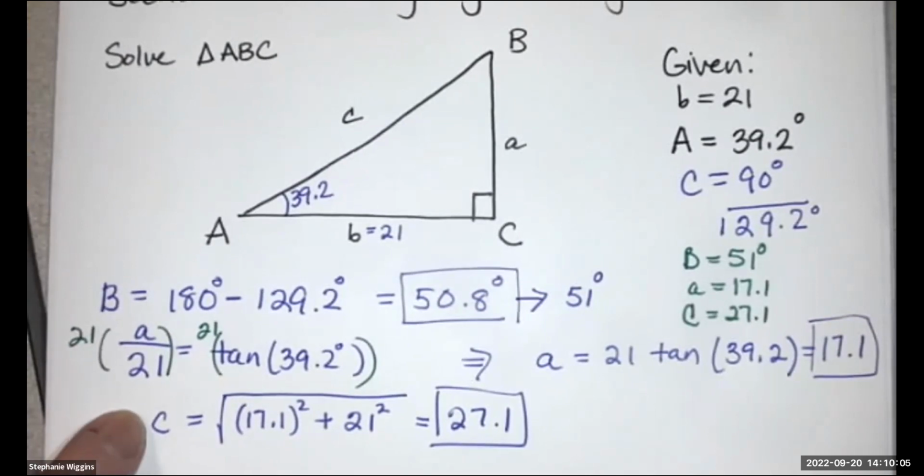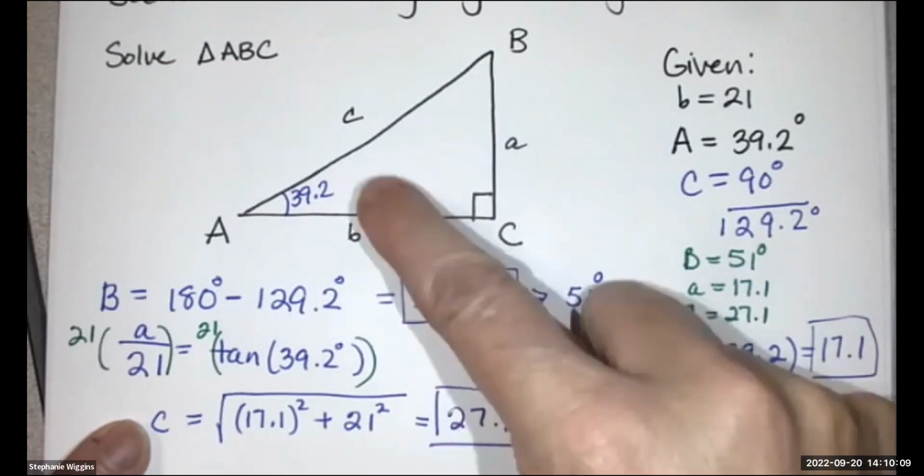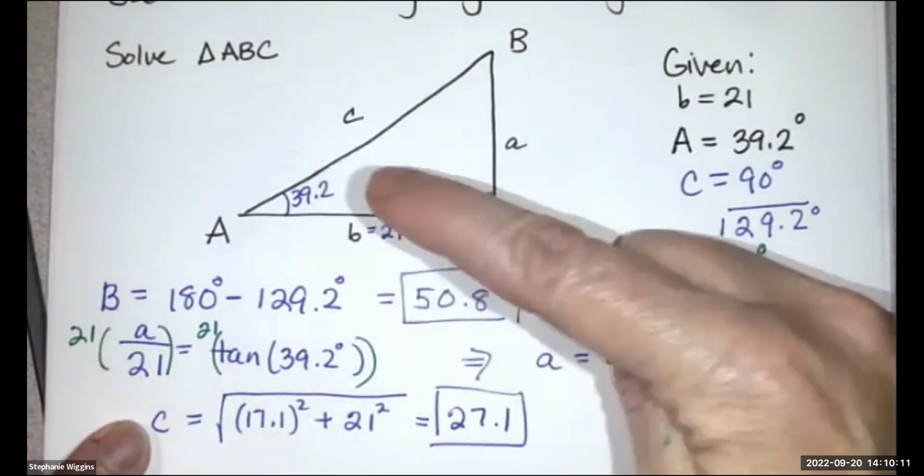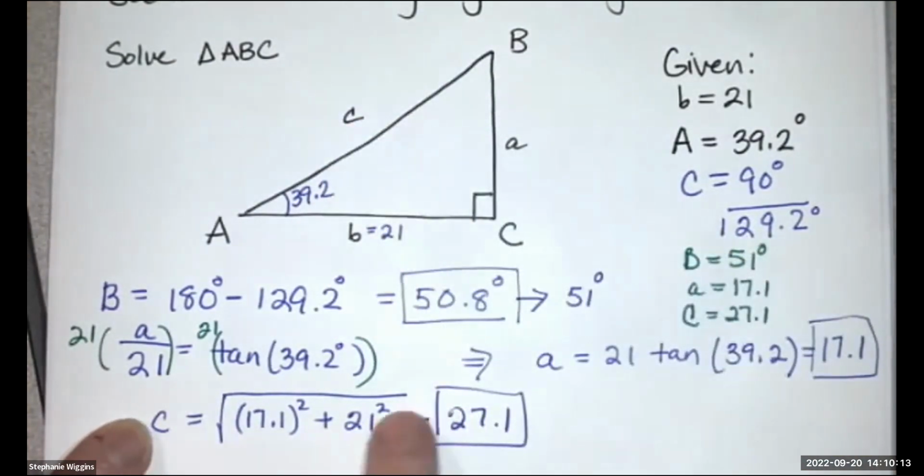Like here at this point, I could have used cosine is 21 over C. Cosine of 39.2 is 21 over C. I could have done it that way. Or here I use the Pythagorean theorem. There are multiple ways to solve these, so there isn't necessarily a right way.